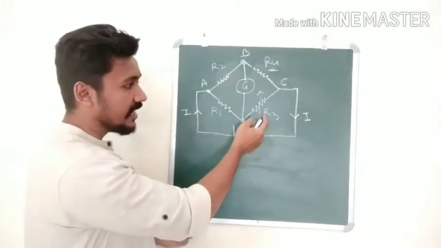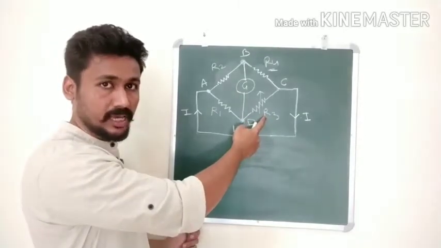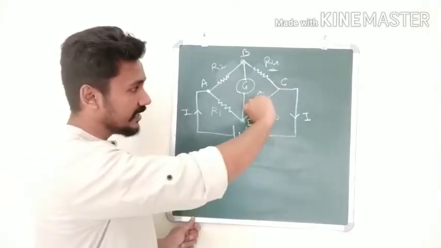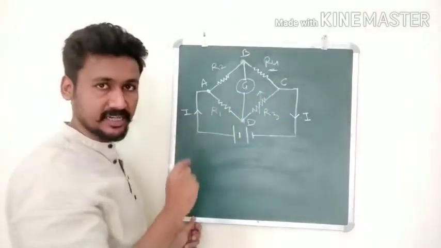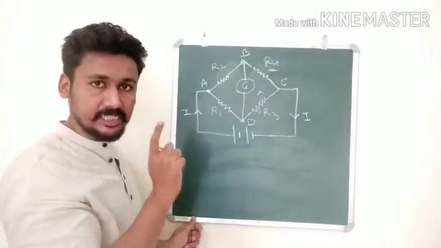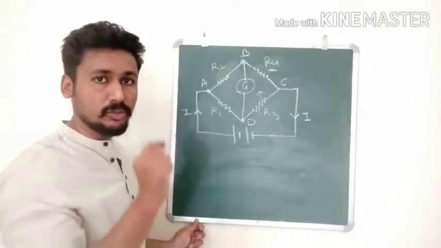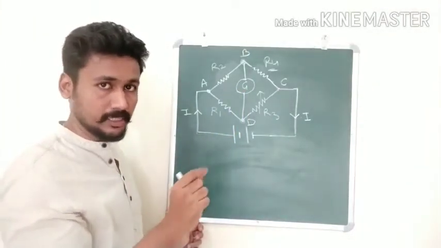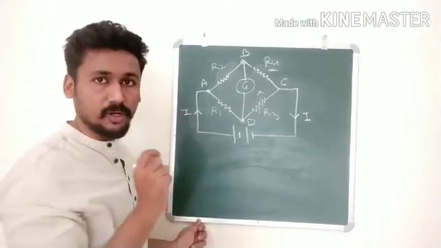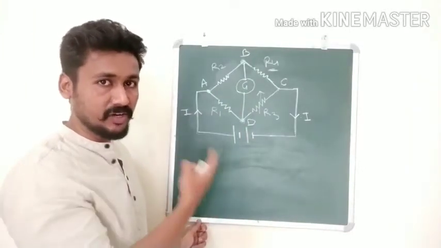For that we adjust the value of R3, our variable resistor. We can either increase the resistance or decrease the resistance. If we adjust R3, you will notice at one point the galvanometer will begin to show zero deflection. Once the zero deflection has been obtained, then our work will start.